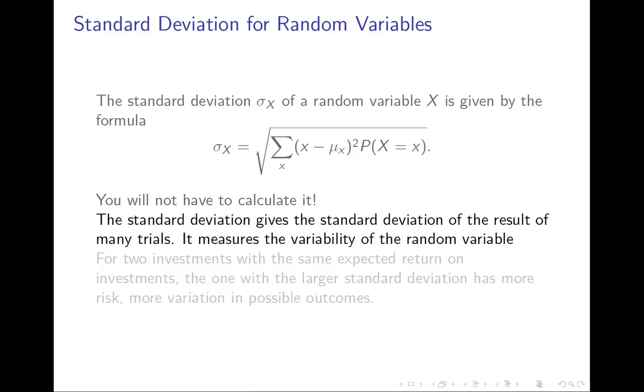It tells you, again, what the standard deviation would be if you did many trials and took the standard deviation of those numbers. It gives you a long-run description of the standard deviation of the results. But what, in practice, it tells you is the variability of the random variable.